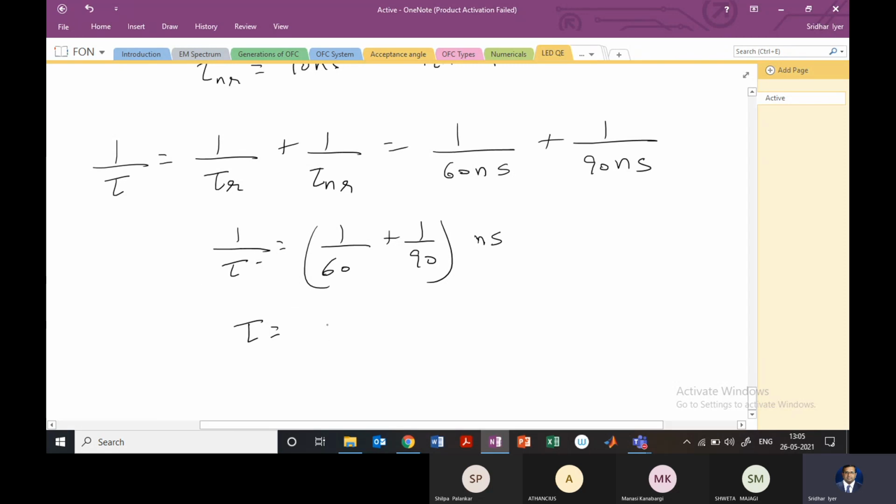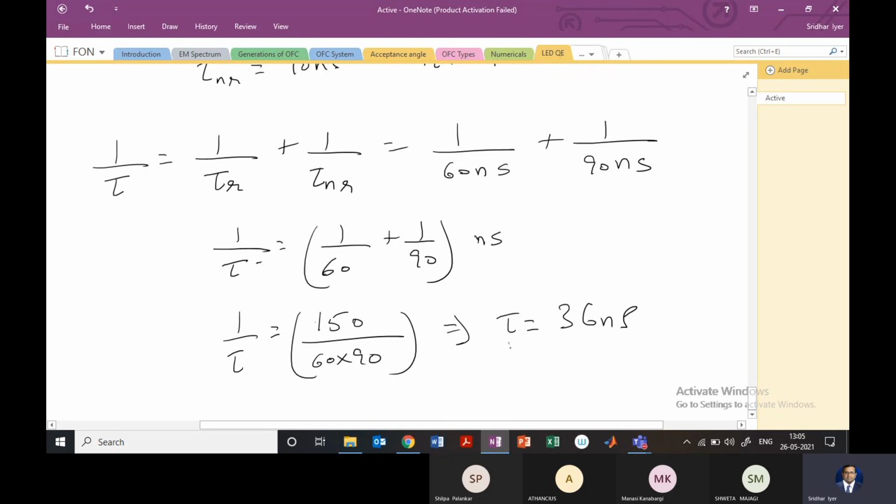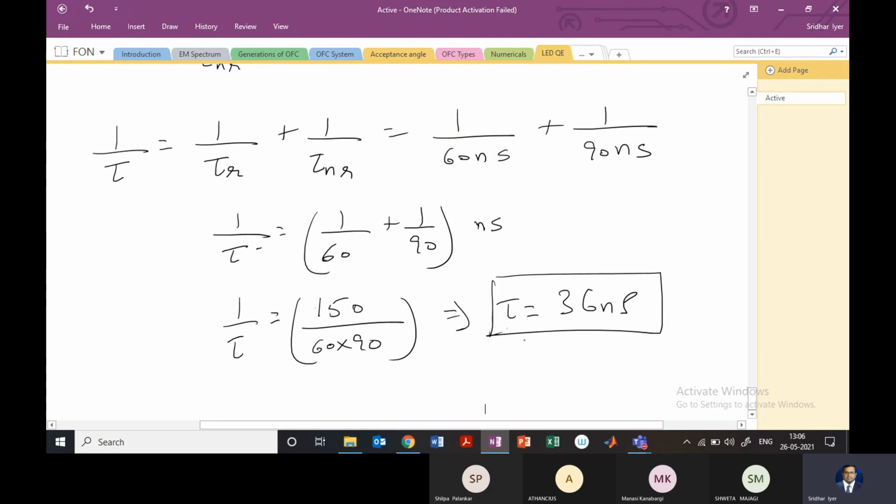So here, if I add them, this will get 150 into 16 to 90, right? That will be 1 by tau, and that's how I've calculated. So I'm getting about 36 nanoseconds. Are you getting that? It is 1 by tau. We only want tau. Yes, correct. Yeah, 36 nanoseconds. Okay. So we'll get 36 nanoseconds.